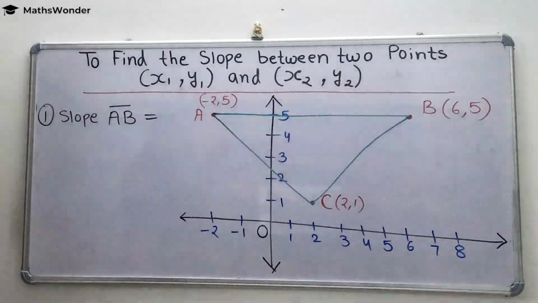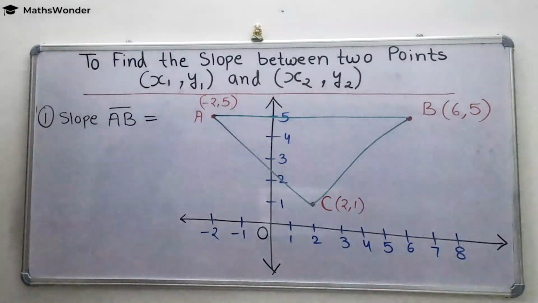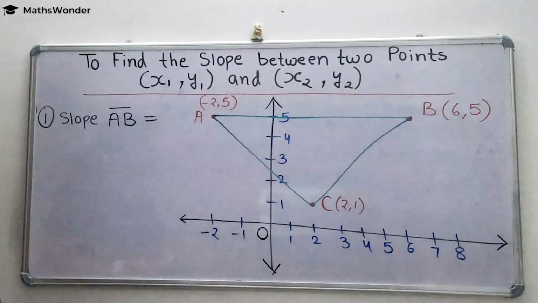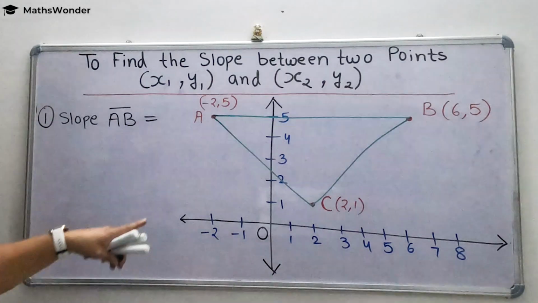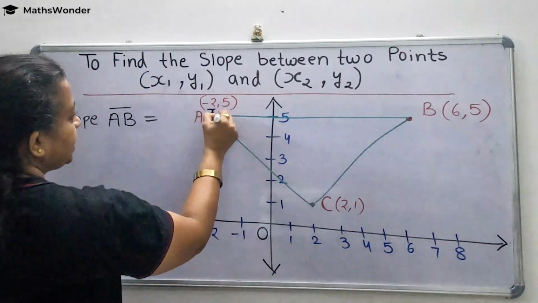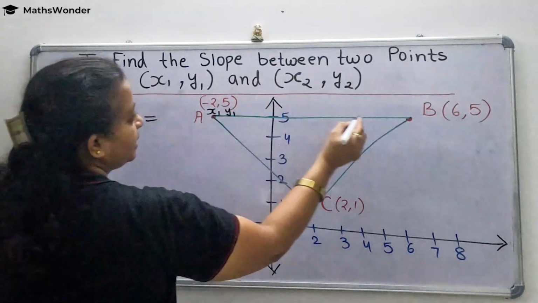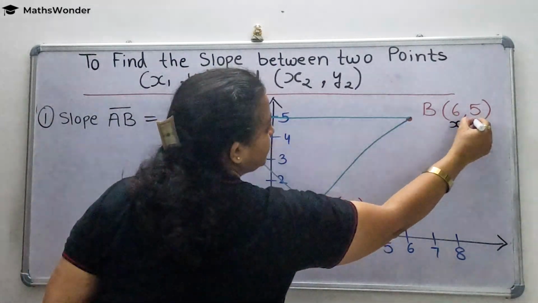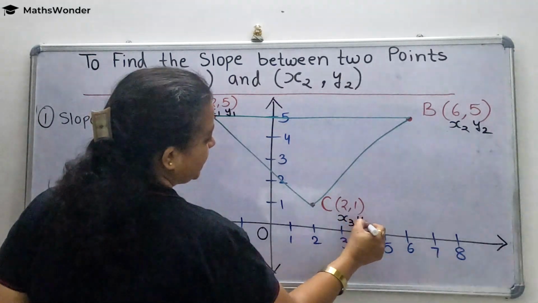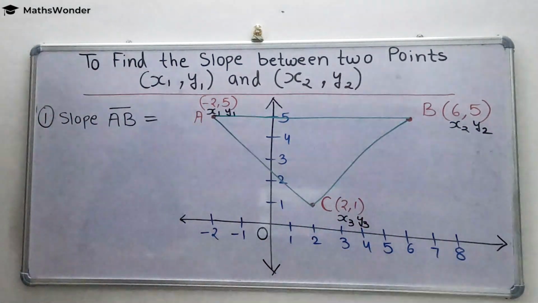Now you will find the slope of AB, which will give 0. Why? Because AB is horizontal. This is x1, this is y1, this is x2, this is y2, and this we can take as x3 and y3. Basically you will take the change of these.